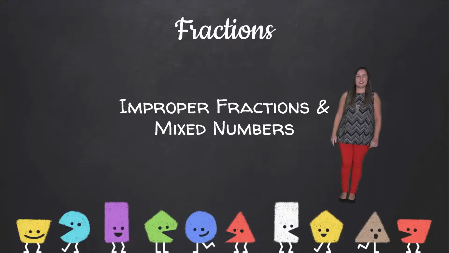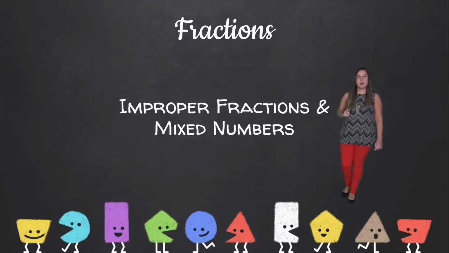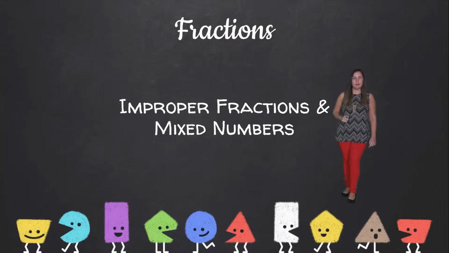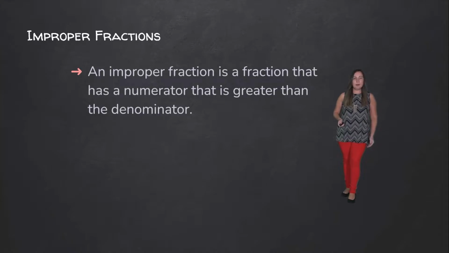Hello, mathematicians. Today we're going to be learning about fractions, and in this video we're going to be focusing on improper fractions and mixed numbers. To get us started, let's talk about what an improper fraction is. So, an improper fraction is a fraction that has a numerator that is greater than the denominator. That means that the number on top will be bigger than the number on the bottom.